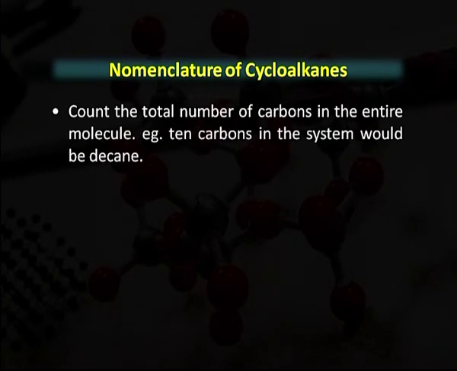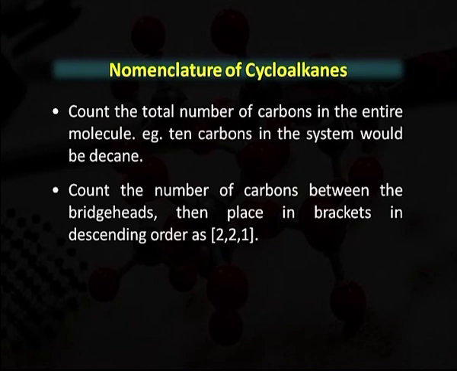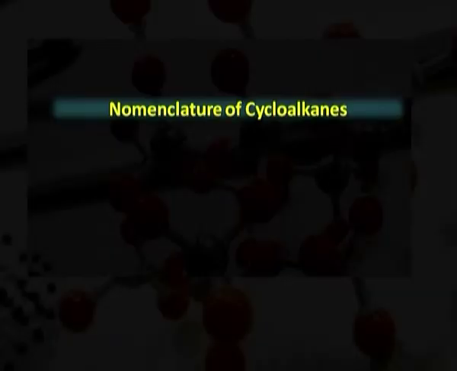First, count the total number of carbons in the entire molecule. For example, 10 carbons in the system would be decane; 1 carbon, 2 carbons as per the nomenclature are meth, eth, prop, but, pent, hex, etc. Then count the number of carbons between the bridgeheads and place them in brackets in descending order, as 2, 2, 1. Place the word bicyclo at the beginning of the name. So, we may say that bicyclo is used as a prefix.